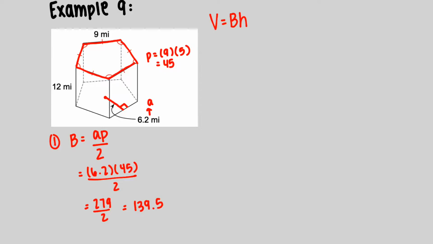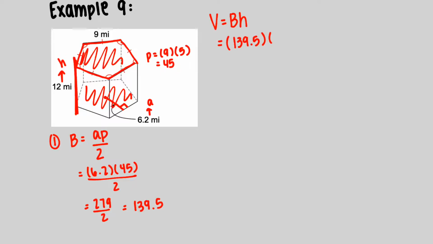Now we have the area of the base. We want to look at our 2 bases. So let me just color them in real quick. And I want to look at one of these sides that is connecting the 2. They're all the same length. So I know that for my volume formula, 12 is my height. So I can plug everything in. The area of the base is 139.5. My height is 12. And your last step, of course, is to plug it in and simplify. So you should get 139.5 times 12 gives you 1,674. Our units of measure are miles cubed because it is volume. So this is the volume of your pentagonal prism.